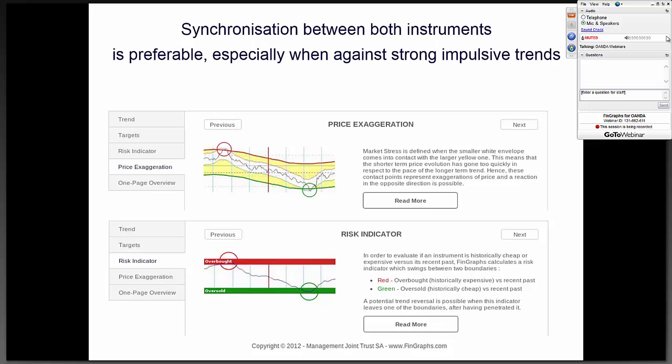As said, the trend is a very important element, and so to be able to act or to consider a position on the basis of these mean reverting instruments, it's very important to have them as synchronized as possible, especially if you're using them against a strong impulsive trend.